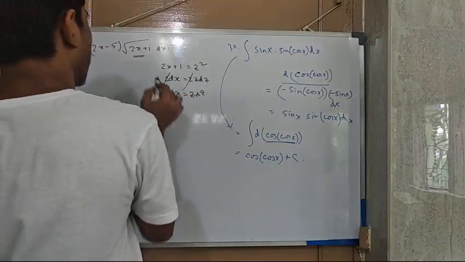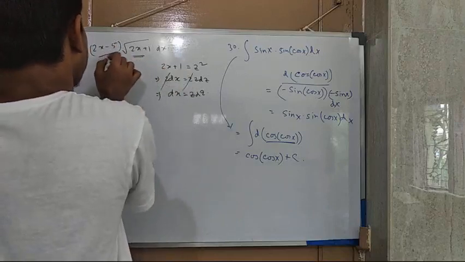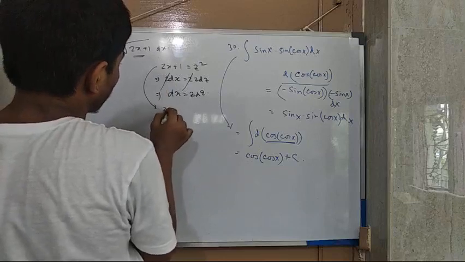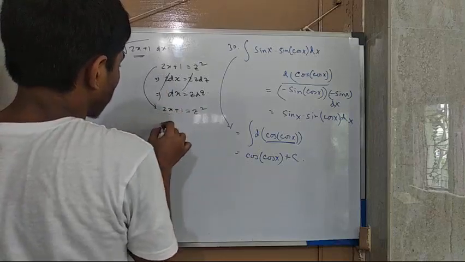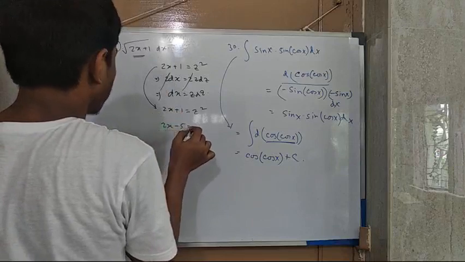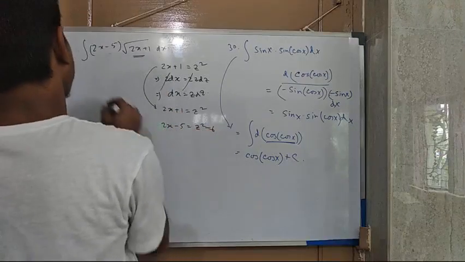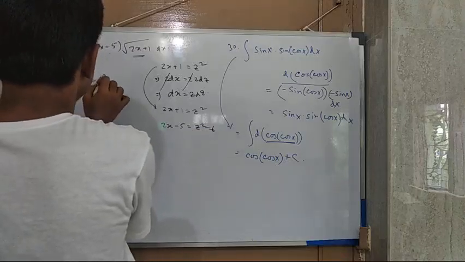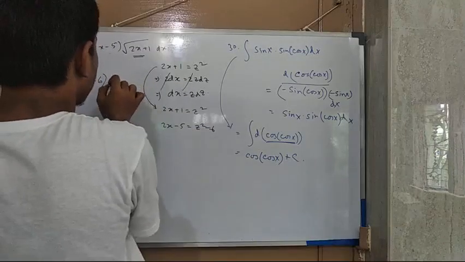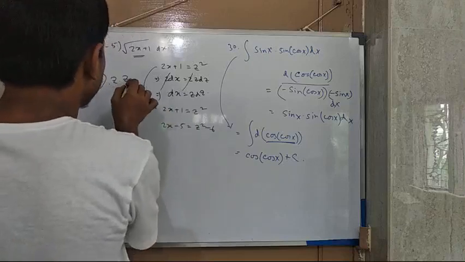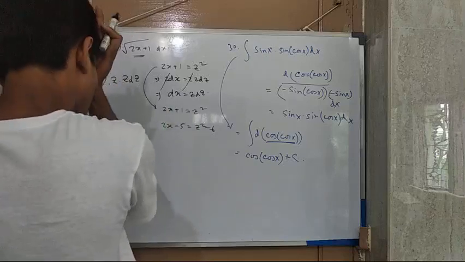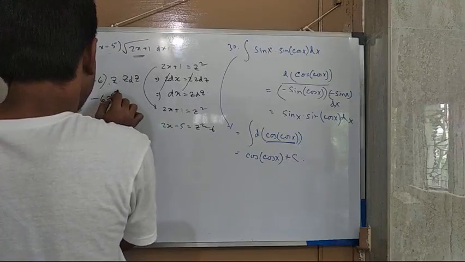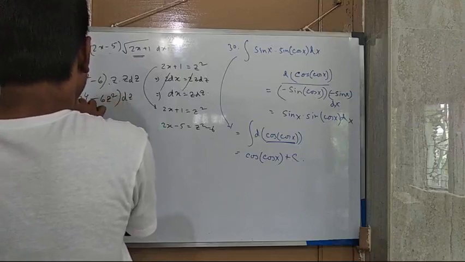Now from here we can substitute: if 2x plus 1 is equal to z squared, then 2x minus 5 is equal to z squared minus 6. So this integration can be written as z squared minus 6 times z times z dz. So this is actually integral of z to the power 4 minus 6z squared dz.